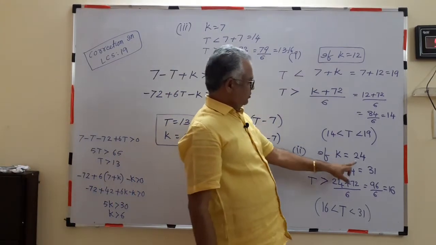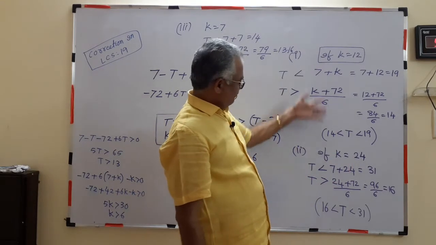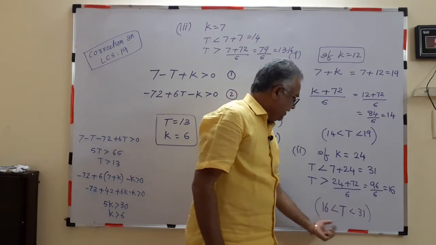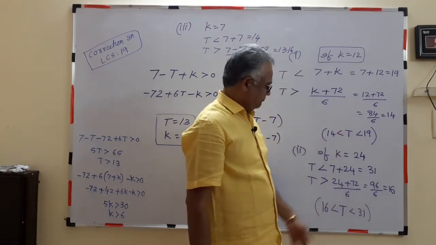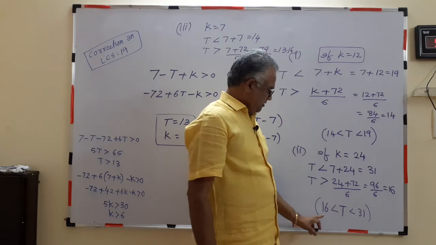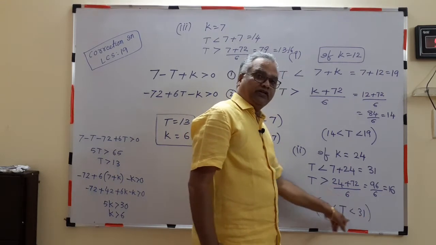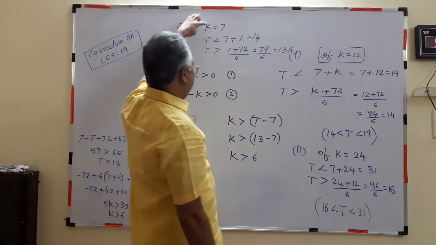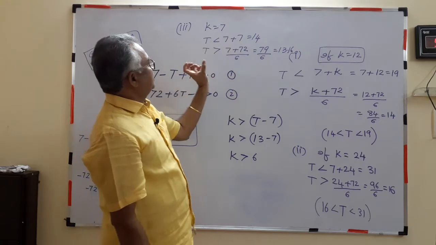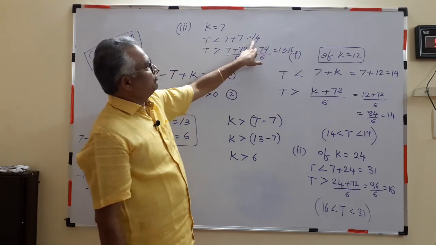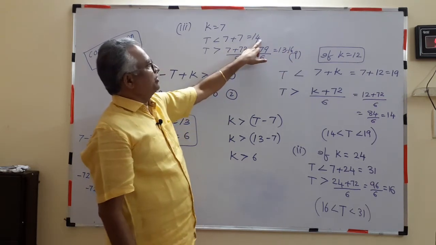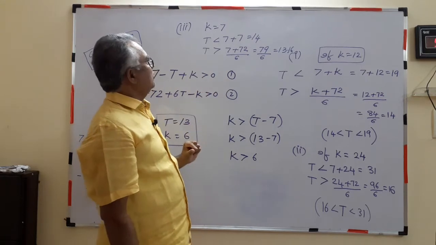If I take k equal to 24, the same way if you verify, t comes between 16 and 31. So the t range is increasing when k is on the higher side. What is the range here? Between 14 and 19, just 5 are there. But here the 16 to 31 range, 15 are there. If k equal to 7, third case, same way verify, the t value is greater than 13.16, less than 14. So the variation is very, very small.